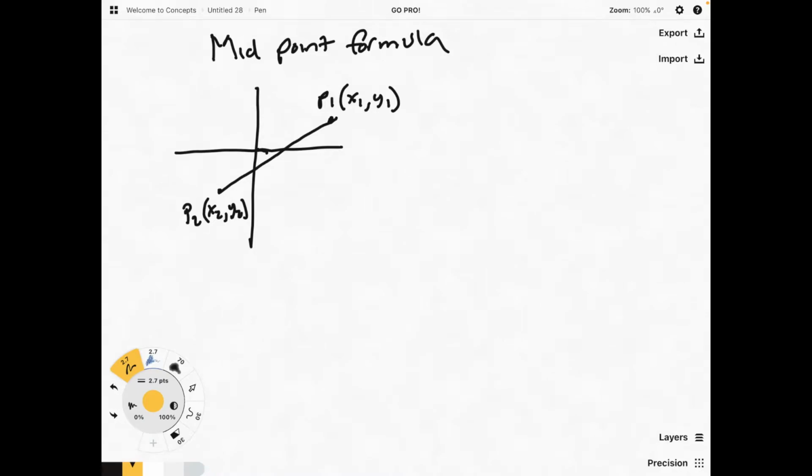Hello, today we will be looking at how to find the midpoint when given 2 points on a graph.